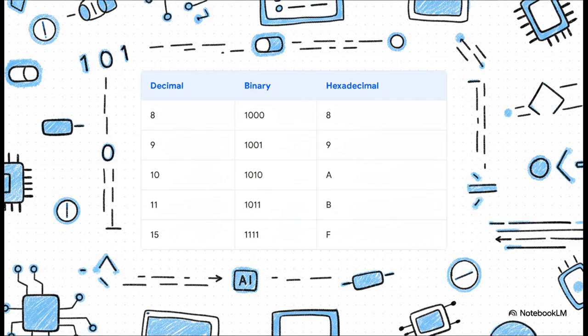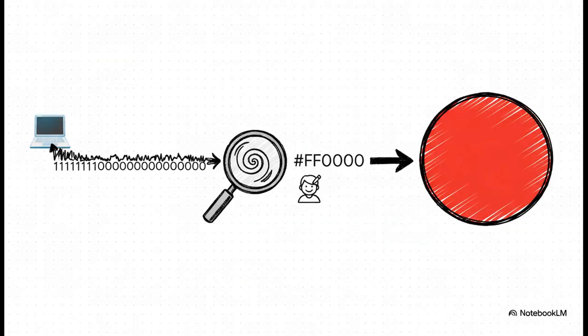Just take the number 10. In binary, that's a 4-digit number, 1010. But in hexadecimal, it's just the letter A. The number 15 is 1111 in binary, but just F in hex. See how that works? It's a clean translation that neatly bundles 4 binary digits into one single, simple character. So much cleaner. And here's where it really clicks in the real world.